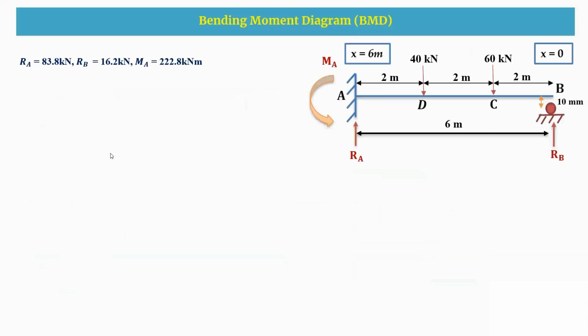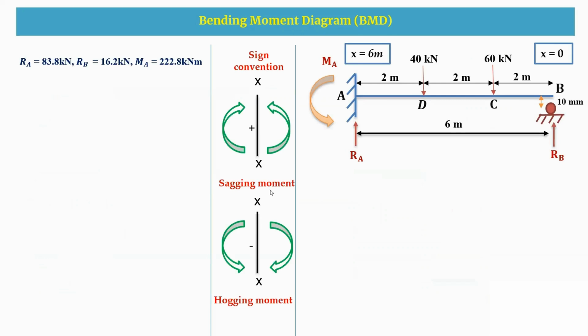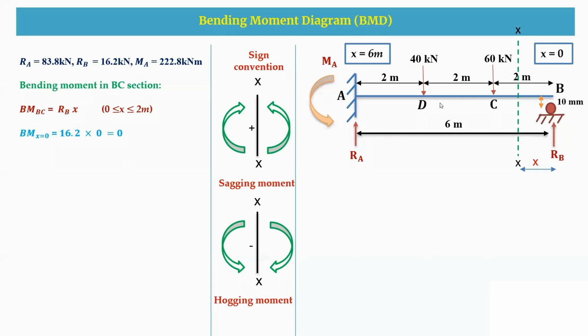And now going to the bending moment diagram. So these are the reaction values, and this is the sign convention for a bending moment. Now we are going to take a section in BC. Due to this sign convention, as the arrow is heading upward, the bending moment equation will be plus RB into X, and the limits are 0 to 2. So when we substitute X equal to 0, bending moment is 0. And at X equal to 2, the bending moment is a positive value of 32.4 kilonewton meter.